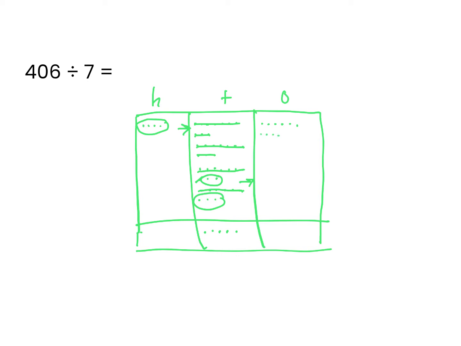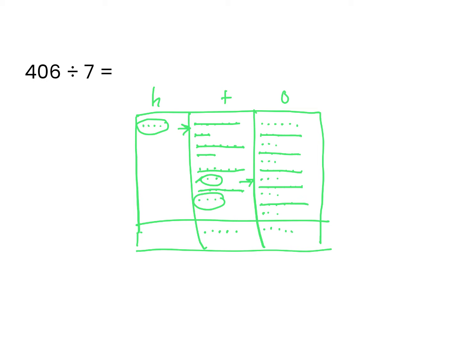1, 2, 3, 4, 5, 6, 7, 8, 9, 10. That's one group. 2 groups. 3 groups. 4 groups. And 5 groups. All right, so I'm going to go in there and look for those groups of 7. I know I have 1 here. 2, 3, 4, and 5.